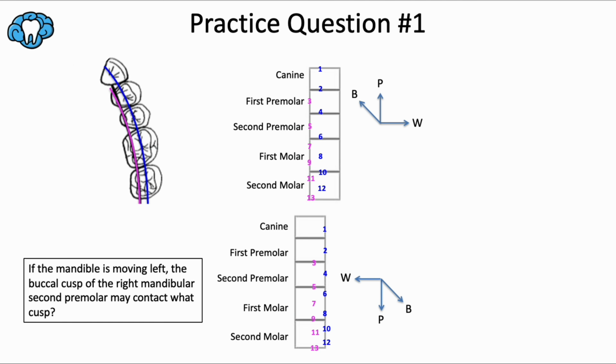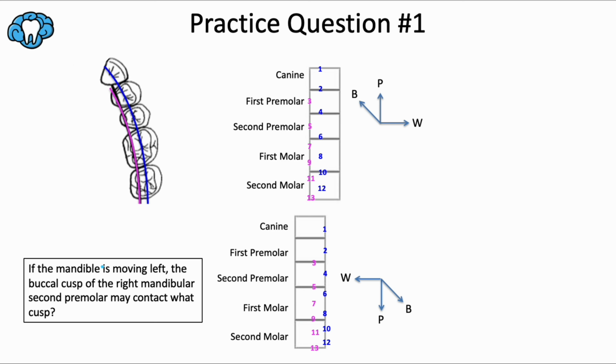All right, so let's put it to the test and practice with an example. If the mandible is moving left, the buccal cusp of the right mandibular second premolar may contact what cusp? Okay, wow, that's a mouthful. And you might read that and think, I have no idea where to begin with that. Hey, that's okay. That's why you're watching this video. We'll go step by step, break it down, and you'll realize that with the right process, this is actually very, very straightforward.